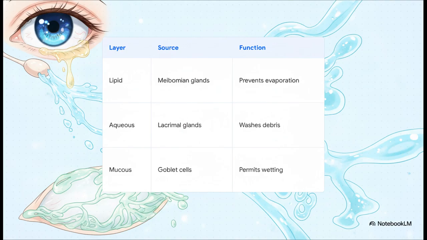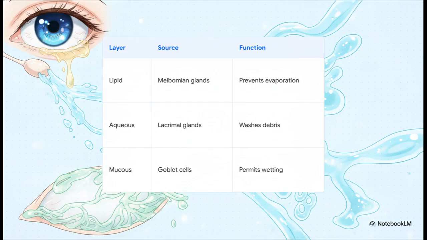Let's break down the first principles here by asking why. The outermost lipid layer is basically an oil slick produced by the meibomian glands in your eyelids. Its one job, to trap the water beneath it so it doesn't just evaporate into thin air. Then you have the thick middle aqueous layer from the lacrimal glands. That's the watery part bringing in the oxygen and immune proteins. Finally, the inner mucus layer from the conjunctival goblet cells.